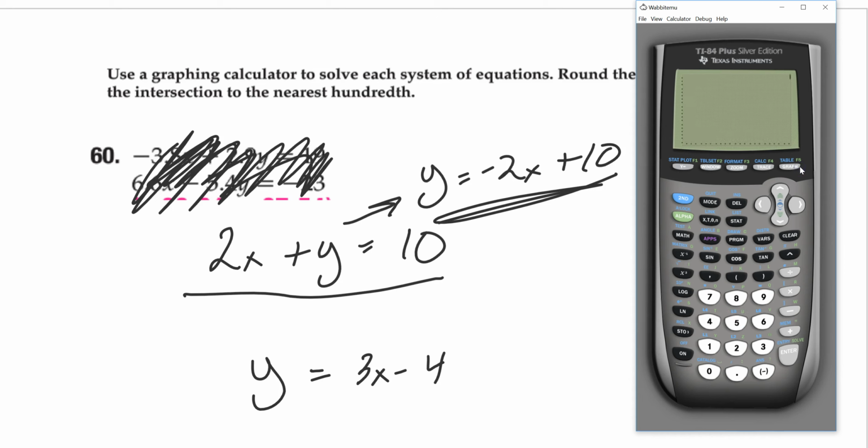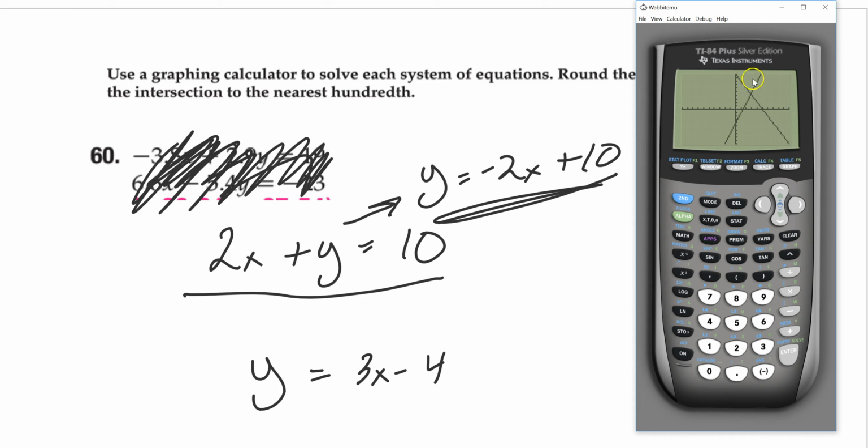Then I'm going to hit graph. Now if you notice, my window is way off because I was doing a little movie magic. I was doing the stat plot, the scatter plots, a little while ago. So I've got to fix my window. The easiest way to fix your window is to hit zoom and standard. That gets you back to normal, negative 10 to 10 on both axes. And you get a graph like that.